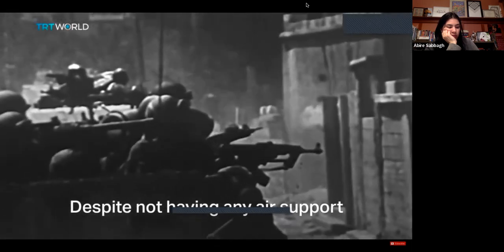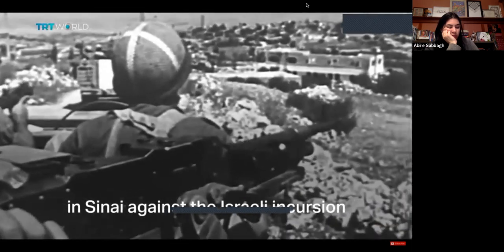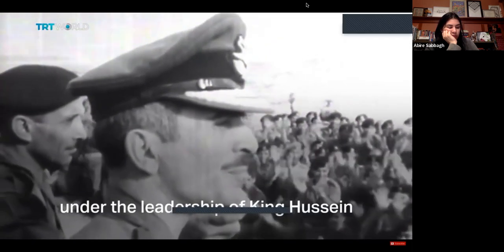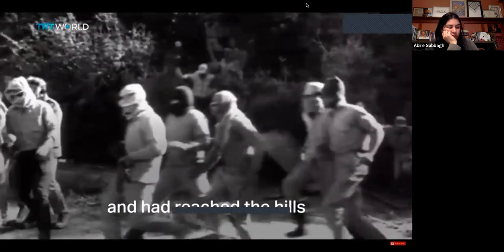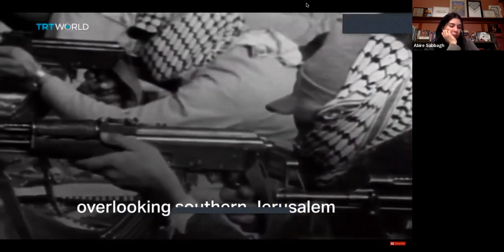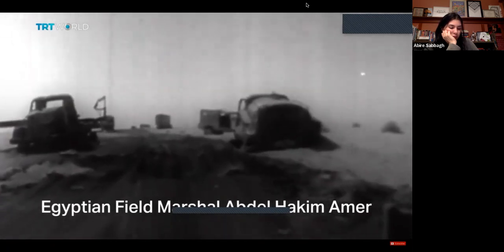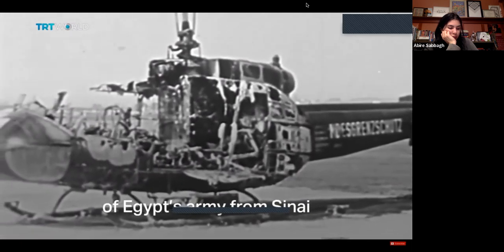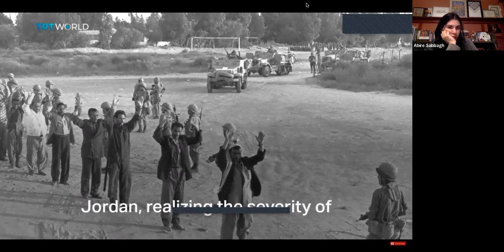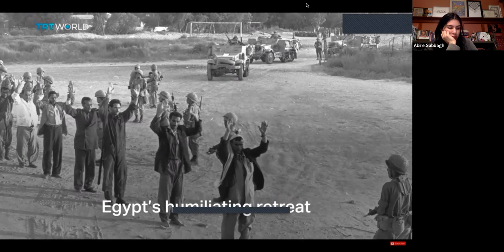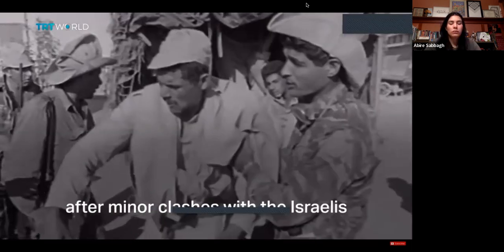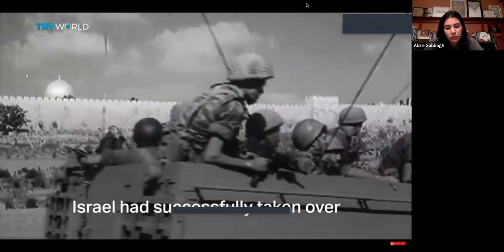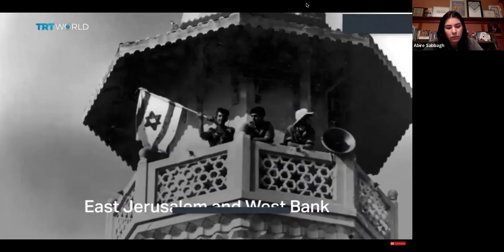Despite not having any air support, the Egyptian soldiers held their defenses in Sinai against the Israeli incursion. Meanwhile, Jordan, under the leadership of King Hussein, had started a small offensive and had reached the hills overlooking southern Jerusalem. But by June 6th, Egyptian Field Marshal Abdel Hakim Amir, having witnessed the might of Israel's air force, ordered the full retreat of Egypt's army from Sinai. Jordan, realizing the severity of Egypt's humiliating retreat, decided to pull back from its positions after minor clashes with the Israelis. By Wednesday, June 7th, Israel had successfully taken over the Jordanian-administered East Jerusalem and West Bank.